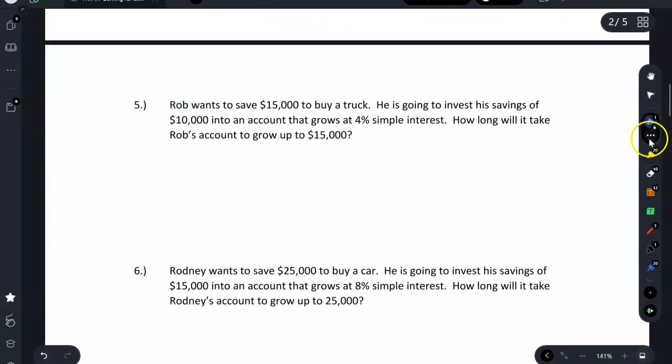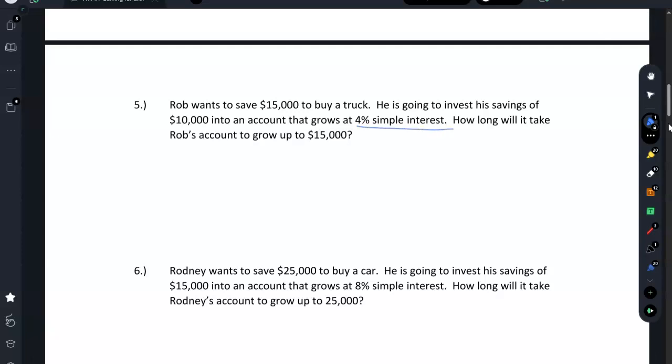Number 5, I have Rob wants to save $15,000 to buy a truck. He is going to invest his savings of $10,000 into an account growing at 4% simple interest. So I know once again that I'm dealing with this equation. And I know he starts with $10,000. I know he wants to end up with a $15,000 truck. And I know the rate was 4%. So what I don't know is how long it will take Rob to save this money. So I'm looking for my y.